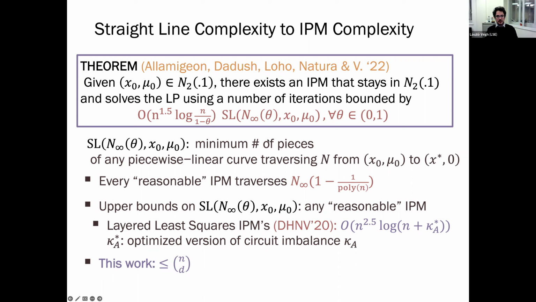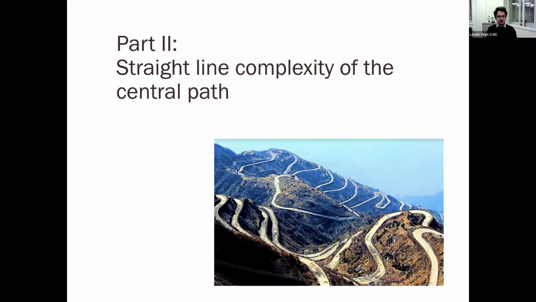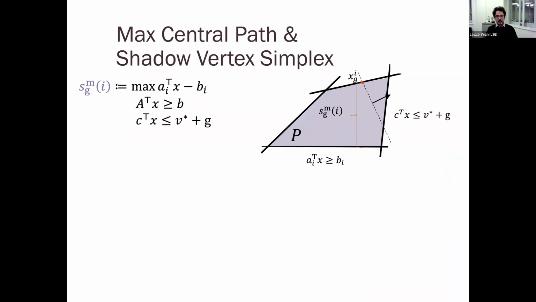We can also bound this straight line complexity by n choose d, basically the number of vertices of the polytope. And so that's what I'm going to talk about in the second part. So, forgetting all interior point methods, everything, how can we bound this parameter, the straight line complexity of the central path?